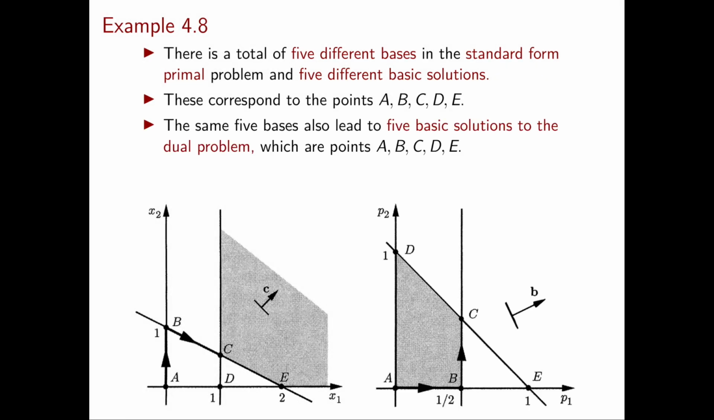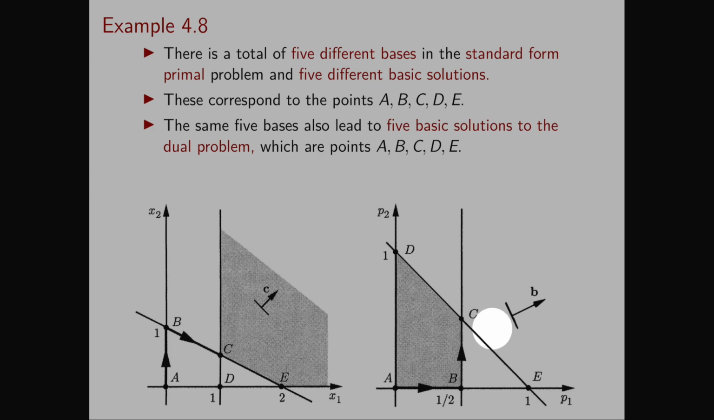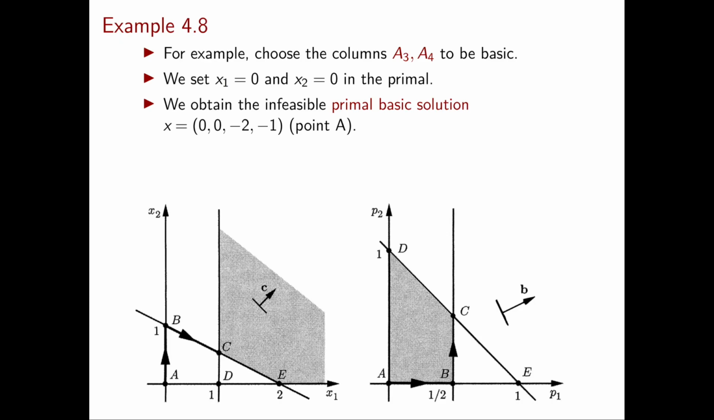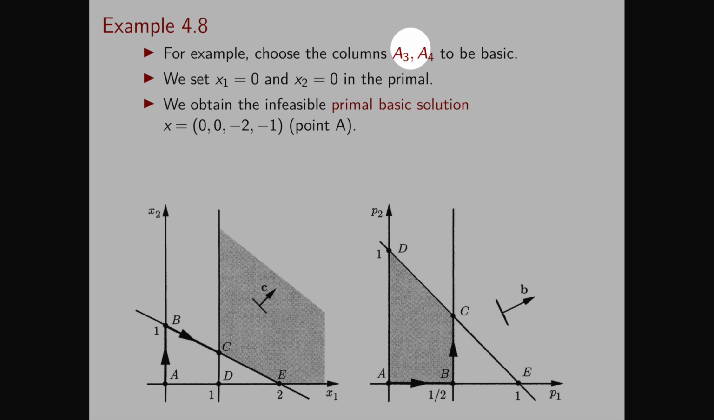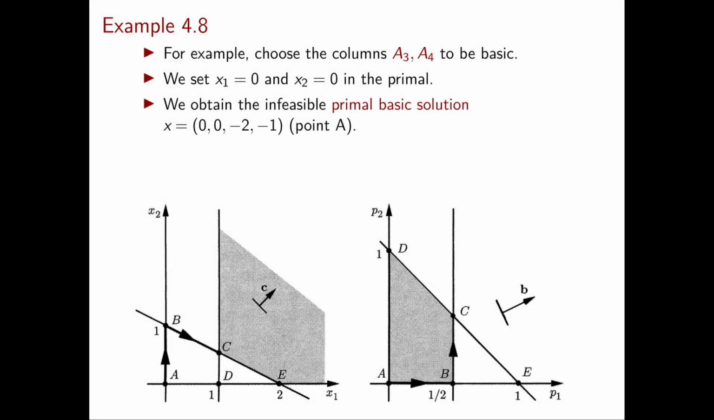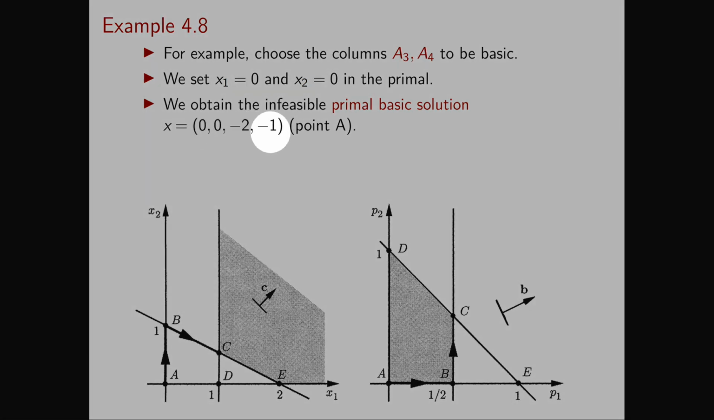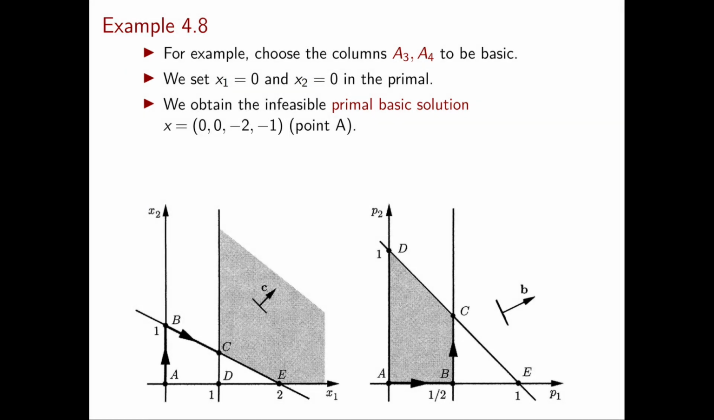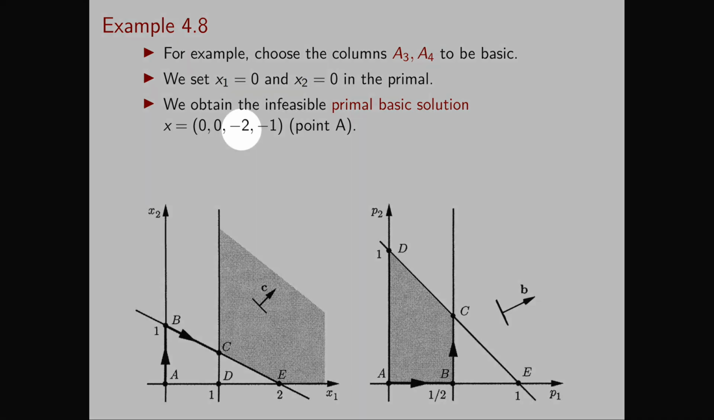The same 5 bases also give us 5 basic solutions to the dual. In the picture, they are A, B, C, D, and E. Let's look at one of these bases, the one formed by the columns A3 and A4. The corresponding primal basic solution is obtained by setting x1 and x2 to 0, and the primal basic solution that we obtain is 0, 0, minus 2, minus 1. In our two-dimensional picture of the primal, remember we threw away x3 and x4, so this is the point 0, 0, which is the point A.